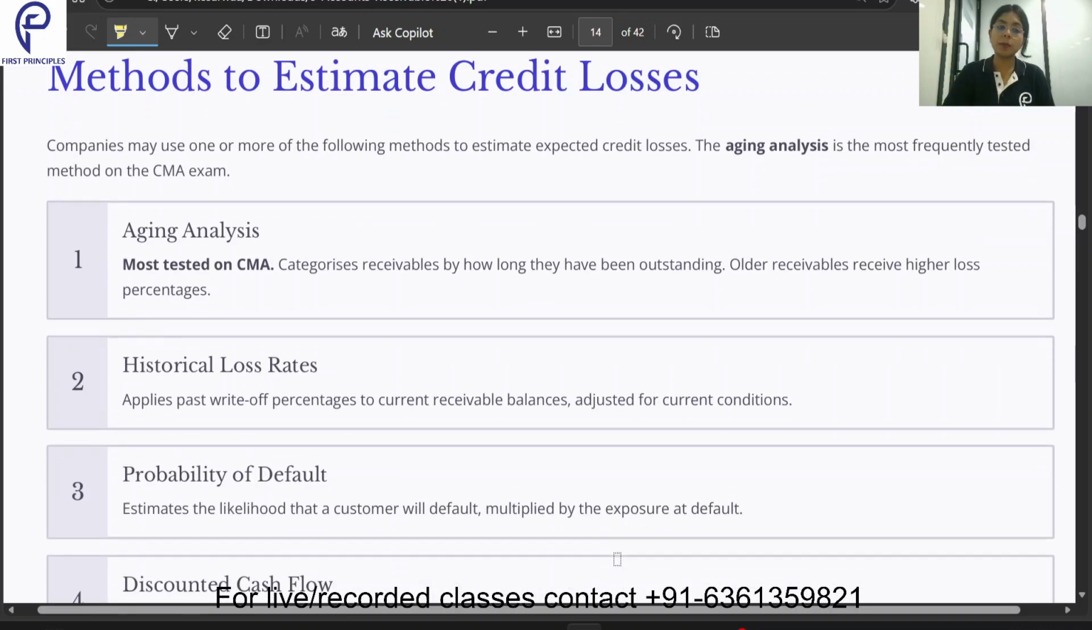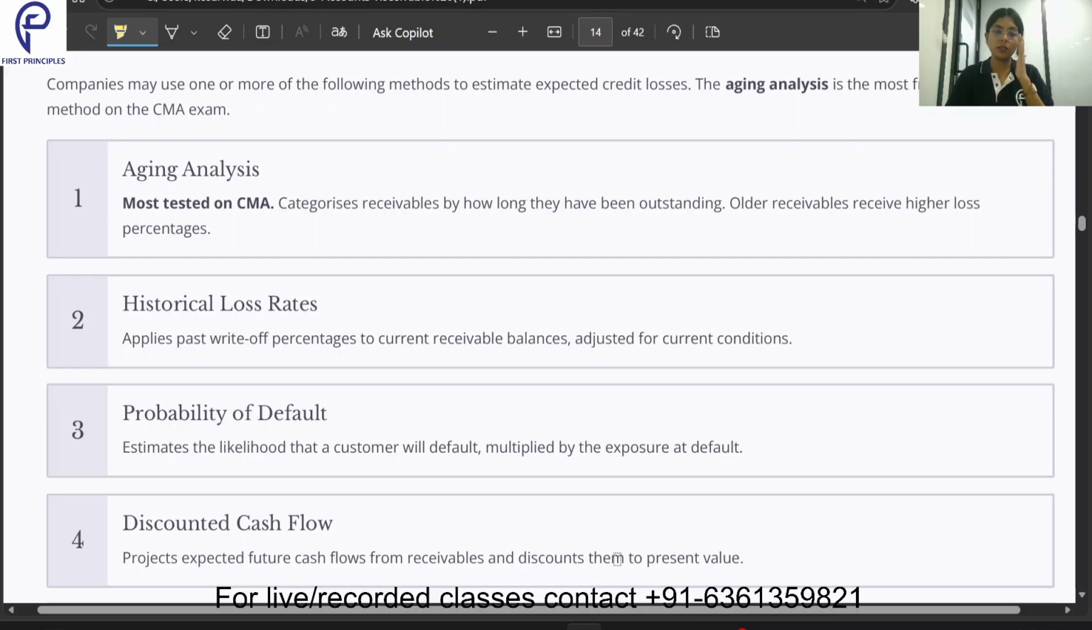Then what are the methods to estimate the credit losses? The methods to estimate the credit losses are aging analysis. So this aging analysis is the most tested on our CMA US examination. How is this aging analysis done? Don't worry guys, we have a full-fledged example in the further pages and we will discuss that.